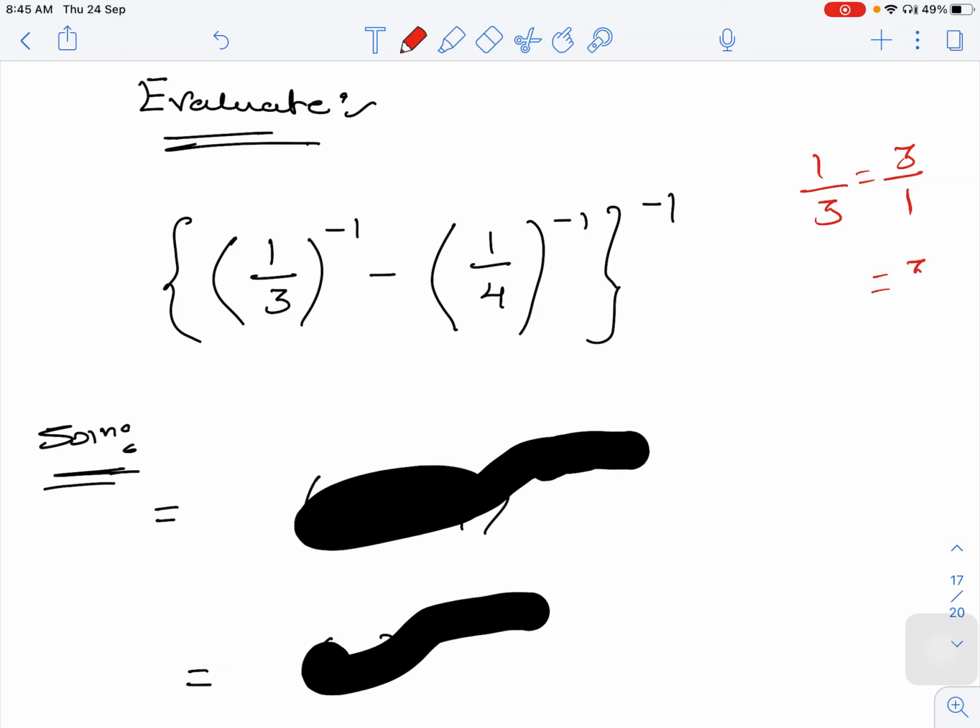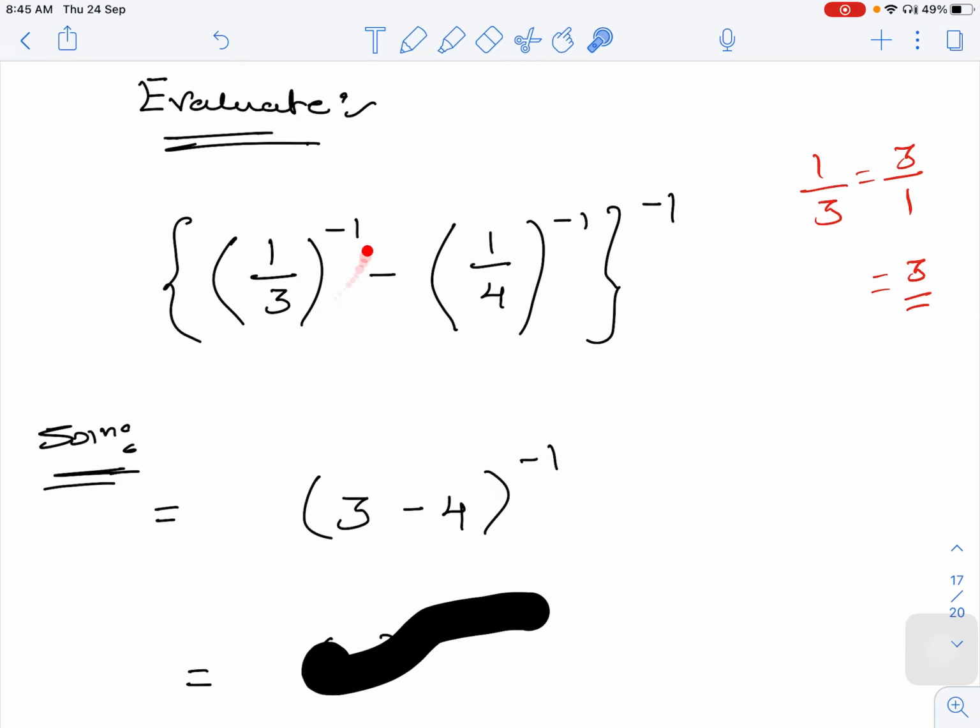Now 3 upon 1 means we can simply write 3, okay? So this we are going to use over here. So now instead of this 1 upon 3, what we will write? Instead of this 1 upon 3, 3. How? So by this method. Now this 1 upon 4 raised to minus 1, again a negative power is there, so it can be written as simply 4. Now both these terms, it is having bracket raised to minus 1, so we have written it here minus 1.